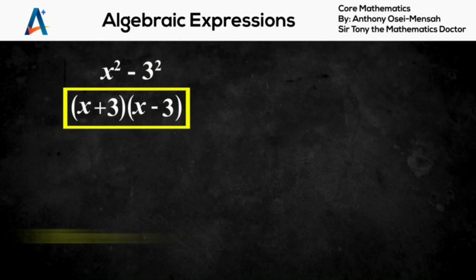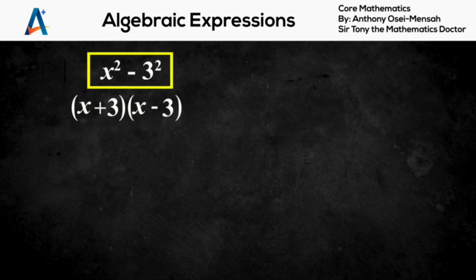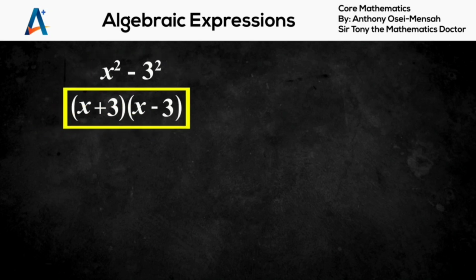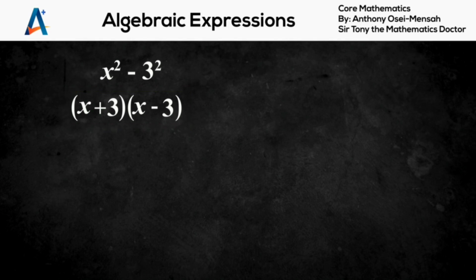This is what we call difference of two squares. It is a factorized form. So the final answer for x² − 3² is (x + 3) in the first bracket, (x − 3) in the second bracket. Don't forget that difference of two squares is a way of factorizing algebraic expressions.